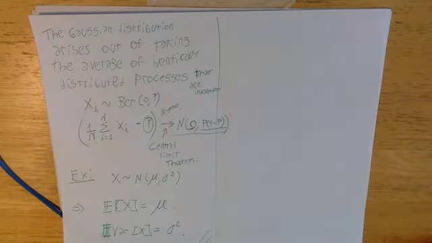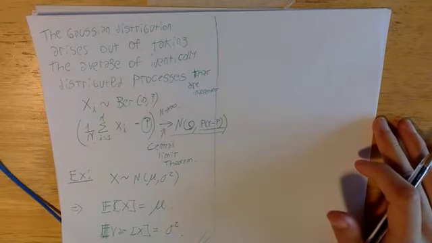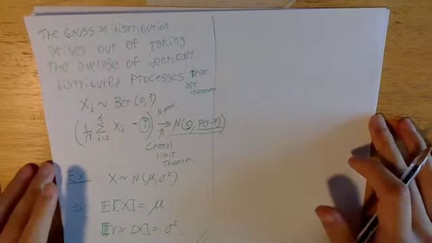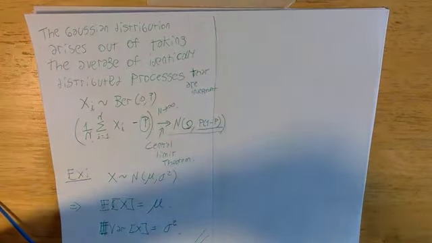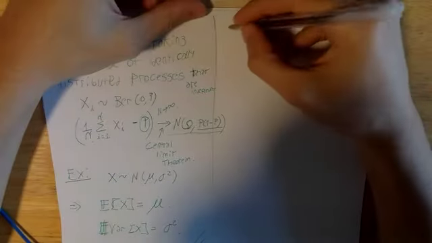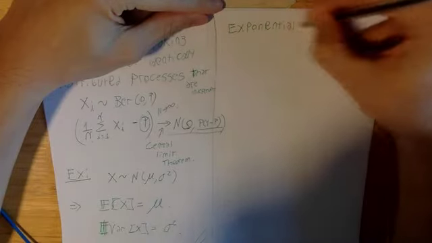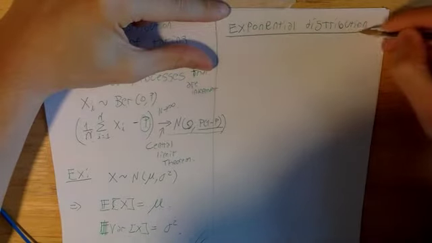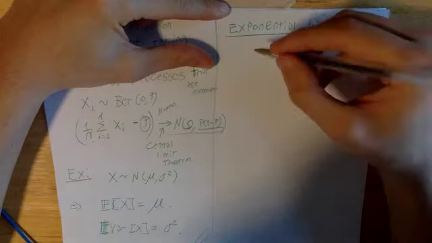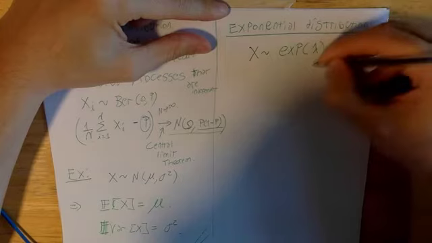Okay, so what other distribution is there? The Gaussian is a really important one, and this is something you should definitely know. We'll put even more emphasis on this distribution when we get to the central limit theorem. Another distribution is the exponential. The exponential distribution says that x is distributed as exponential with parameter lambda.